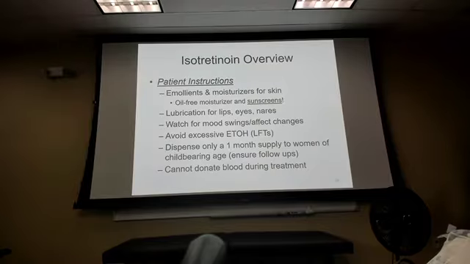The labs. Dispense only a 1-month supply to women of childbearing age to make them come back, okay? So I want you to come back in the 30 days. You will be running out of the medication, and I'm going to do HCG on you to make sure that you are not having any type of pregnancy.